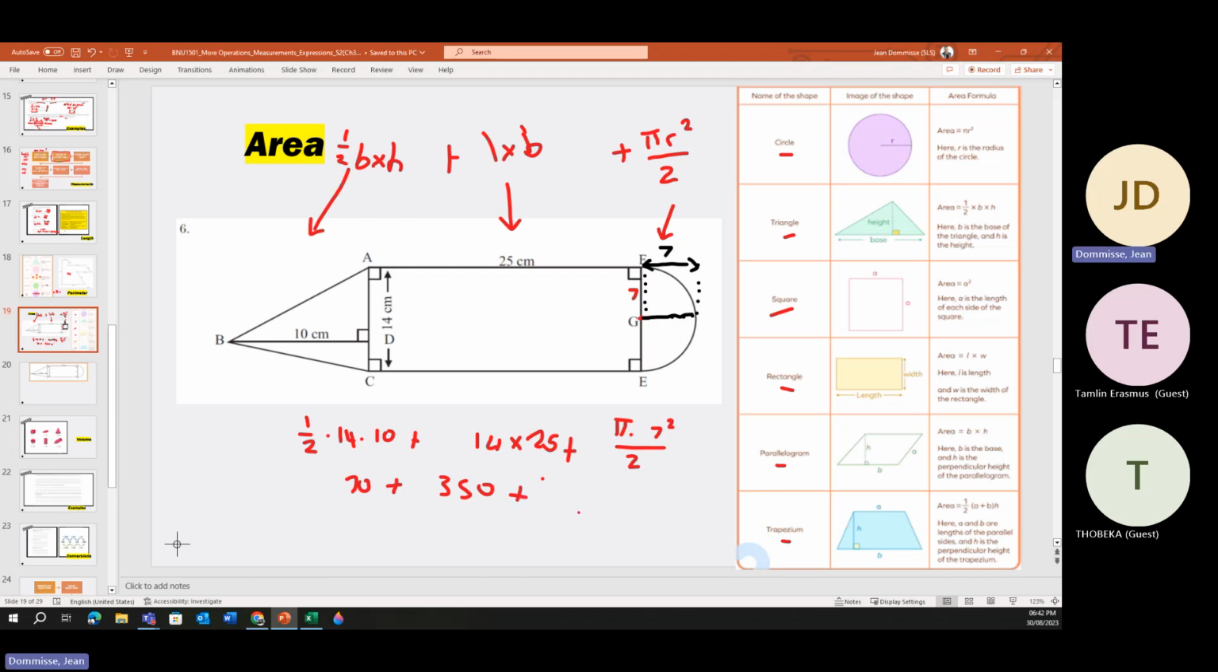plus, so again, use 22 divided by 7 times 7 times 7 divided by 2 gives you 77. So that final answer will be 77 plus 350 plus 70, which will give us 497.